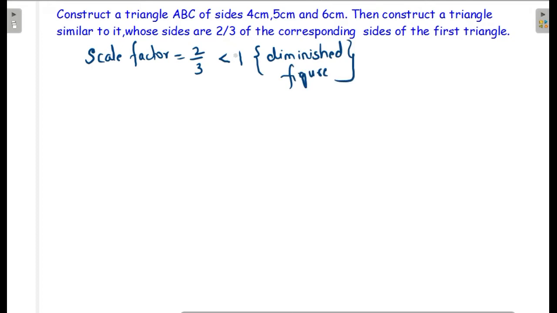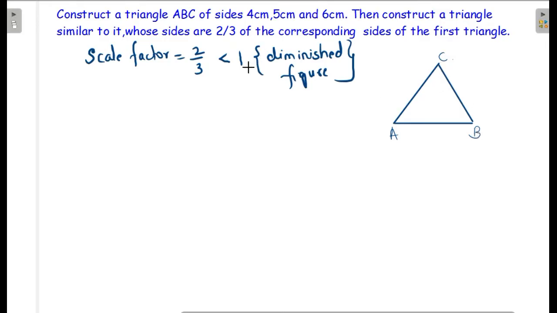So, before we start the construction of this triangle and its similar triangle, we have to draw the rough diagram. Suppose this is the triangle. Now, let us mark the vertices, suppose this is A, this is B and this is C. This is the original triangle ABC.